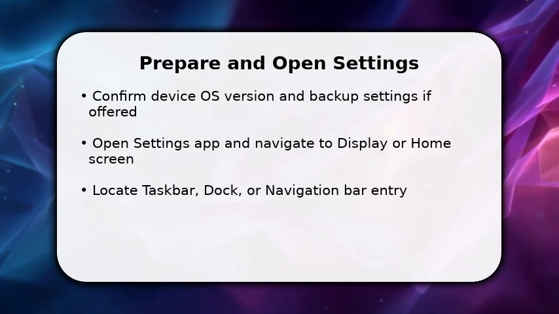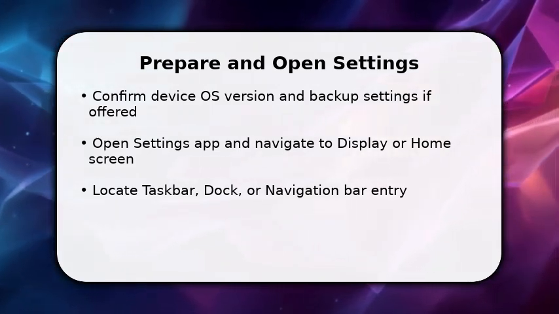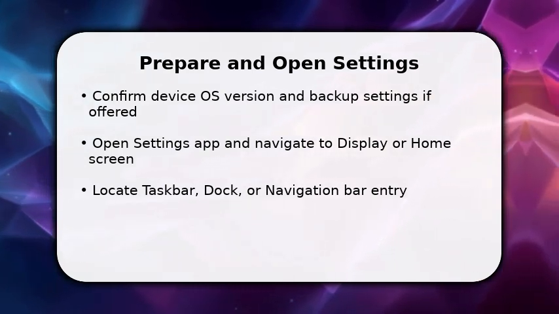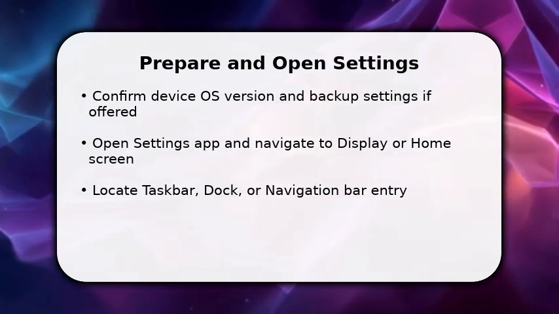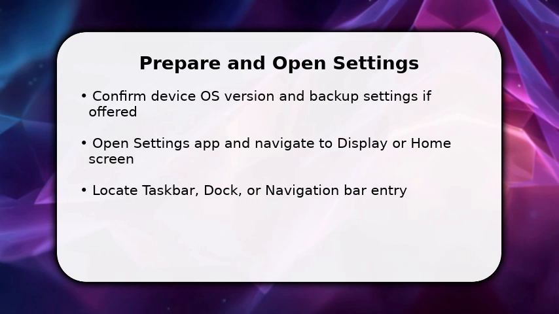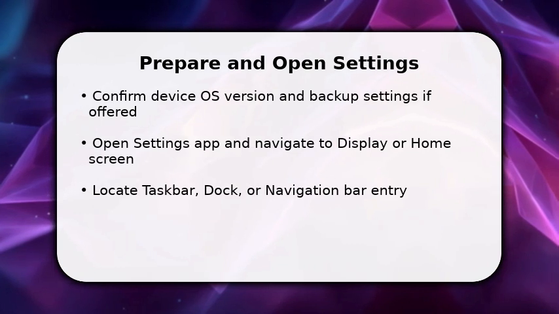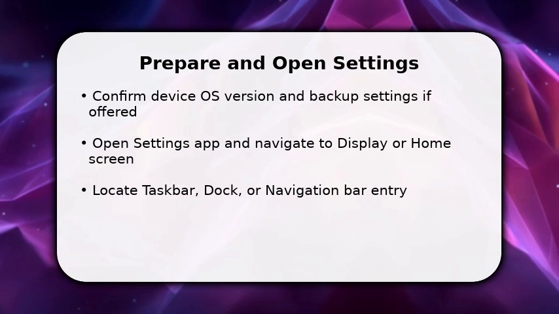You start by making sure your phone is updated and you have any quick backups if settings change. Once done, open Settings and go directly to Display or Home Screen Controls. This is where manufacturers group Taskbar or Dock options. You want to find the Taskbar, Dock, or Navigation Bar entry. Tap it now. Make sure to read available descriptions because some phones call it Dock or Navigation Bar.